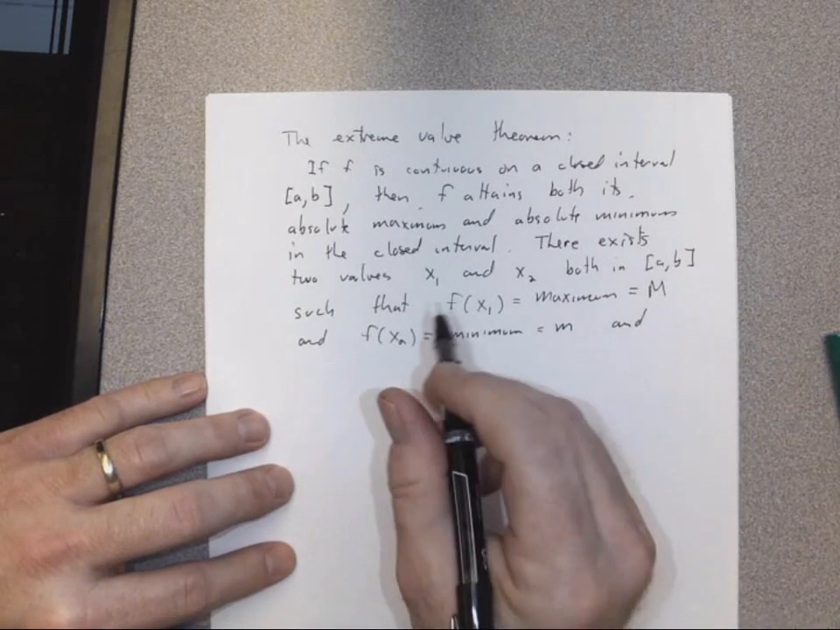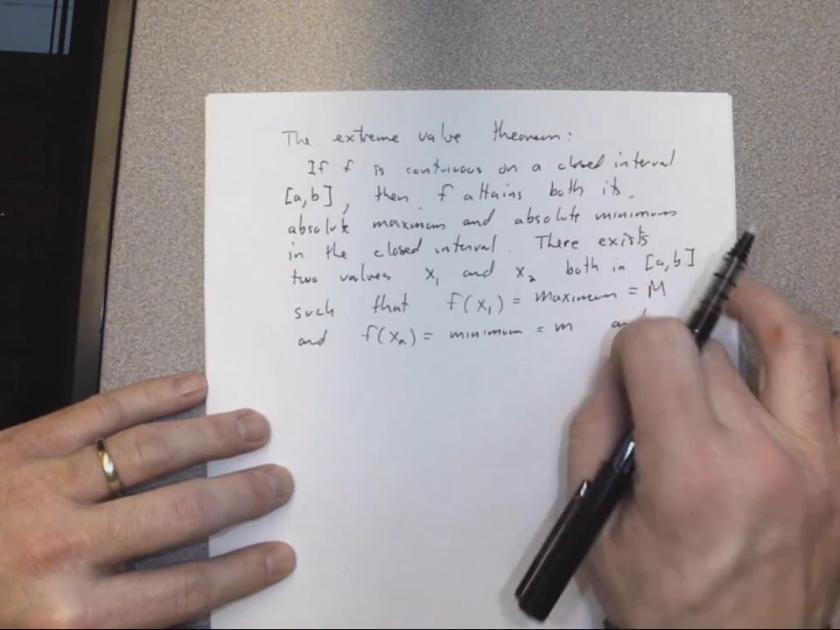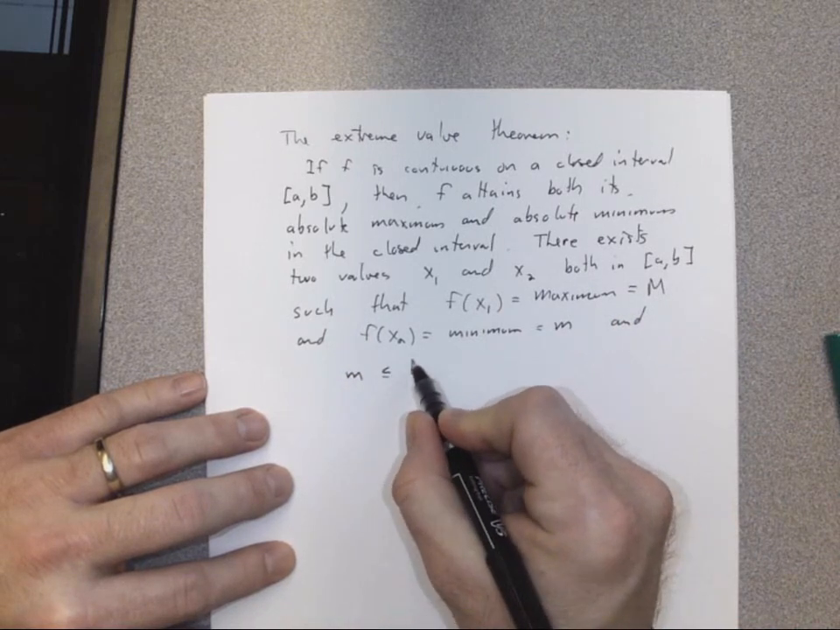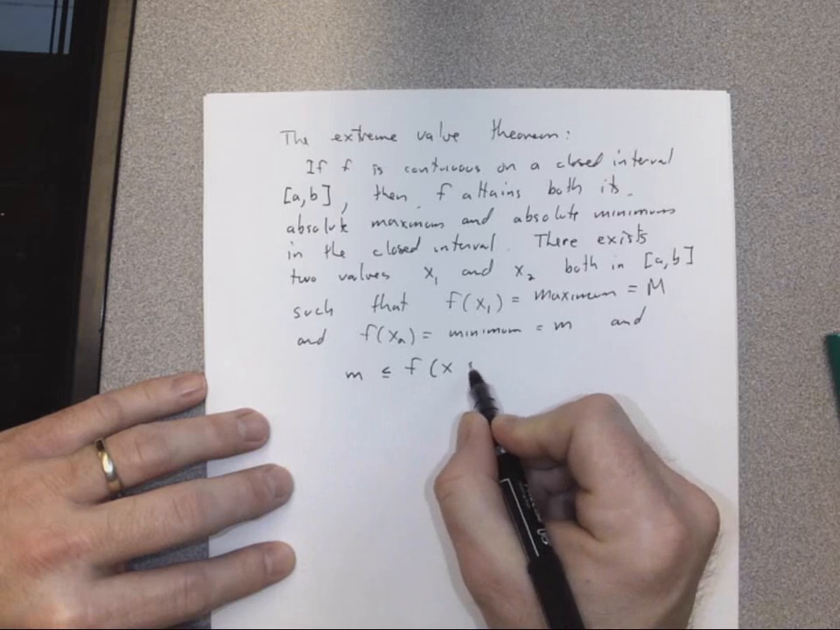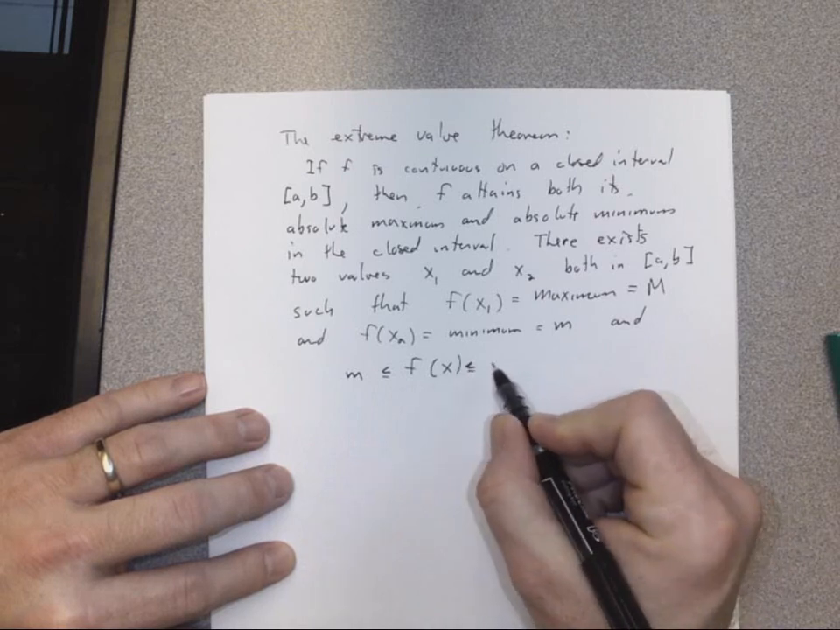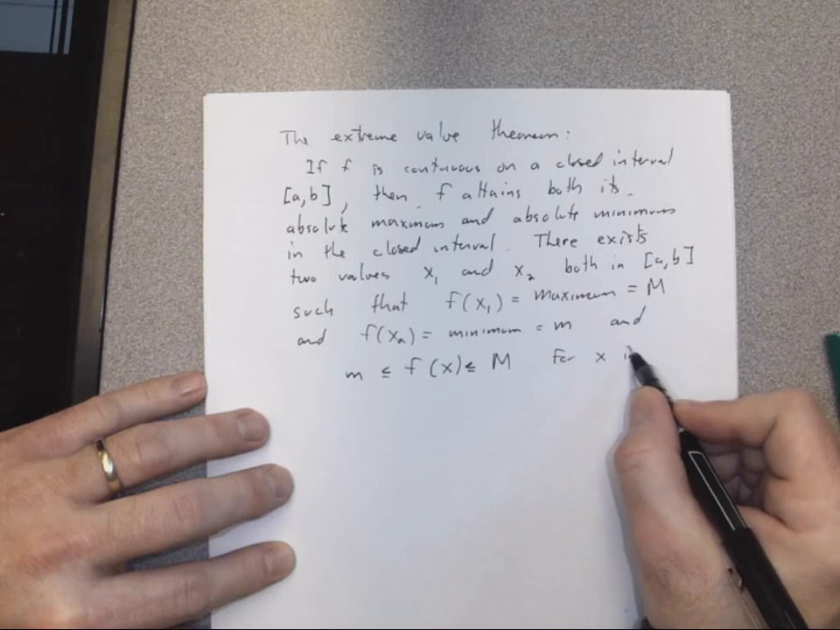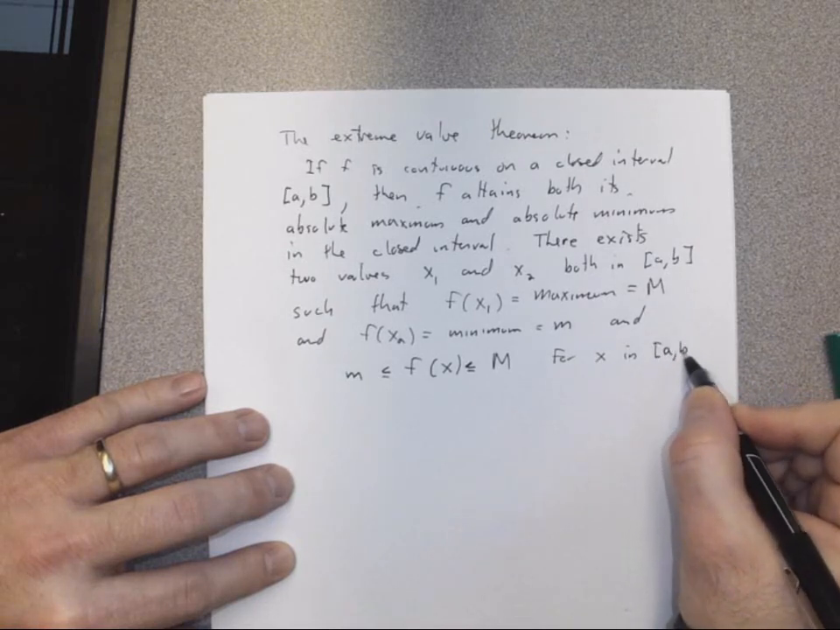And that means that since this is the minimum and this is the maximum, every other x value, the output is going to be between this maximum and minimum for all x in this closed interval from A to B.